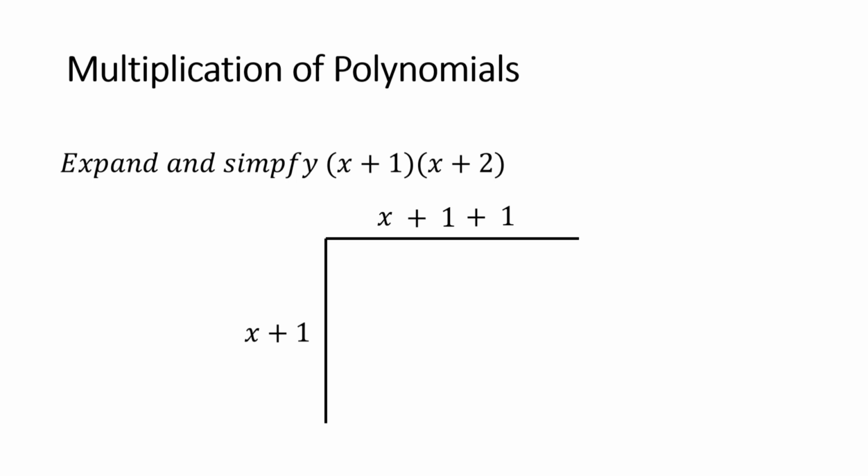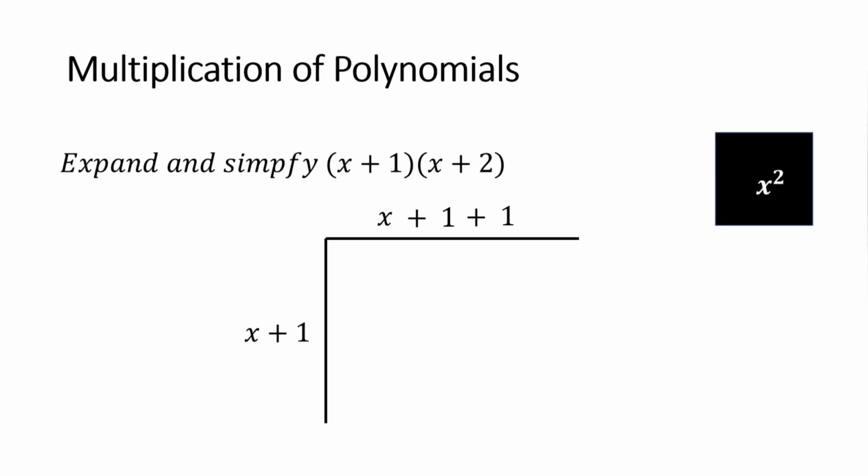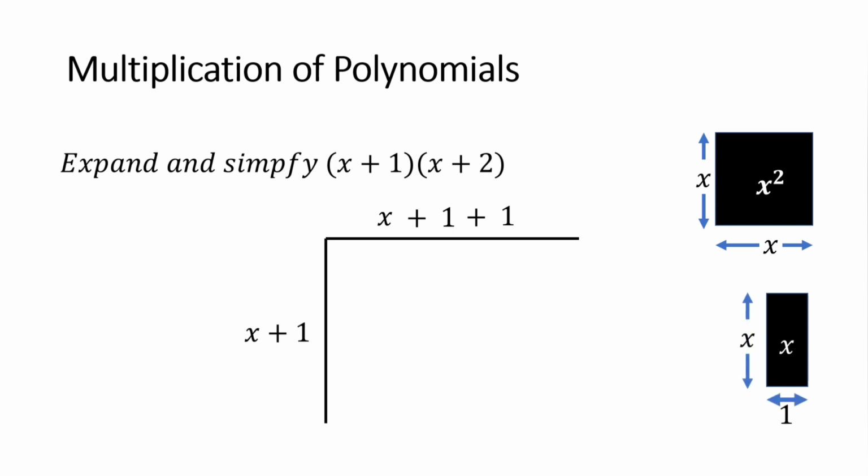You also need to keep in mind that the x squared tile has the dimension x units by x units. The x tile has the dimension x units by 1 unit, and the unit tile has the dimension 1 unit by 1 unit. It is also helpful to note that whenever you are multiplying a negative number, it is the same as the flip side of the tile. We will get to this a little later.